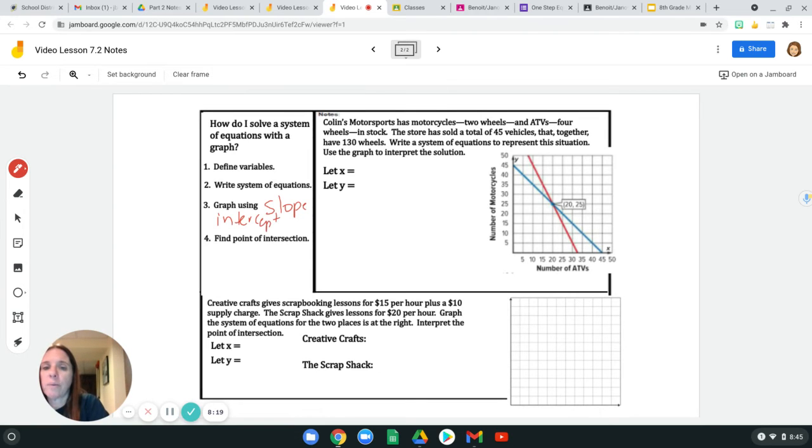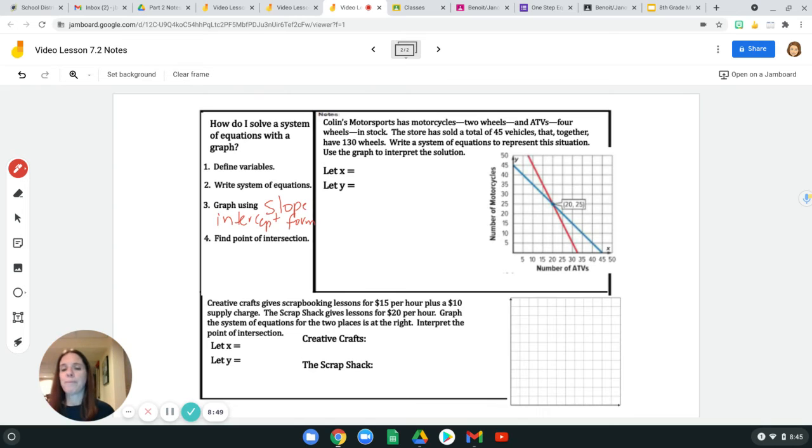And then we're going to find that point of intersection. Okay, so we're going to go down to the second problem, creative crafts and scrapbooking. Creative Crafts gives scrapbooking lessons for $15 per hour plus $10 supply charge. The Scrap Shack gives lessons for $20 per hour. Graph the system of equations for the 2 places at the right, and then interpret the point of intersection.